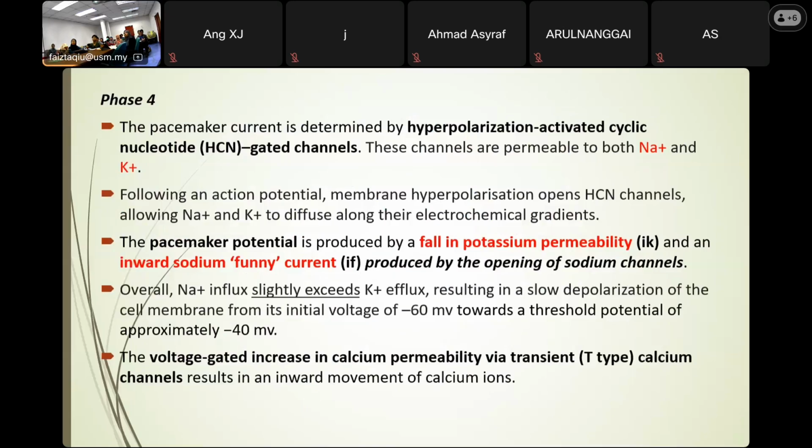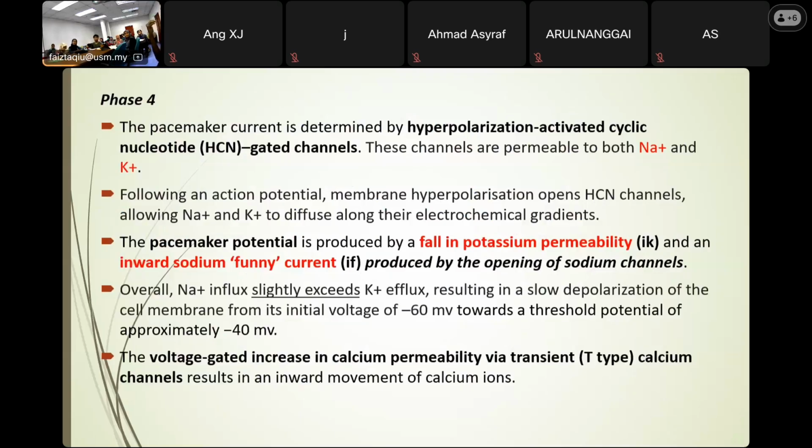Overall, the sodium influx slightly exceeds potassium efflux. Sodium comes in, potassium goes out, resulting in a slow depolarization of the cell membrane from its initial resting membrane potential of -60 to its threshold potential of -40.